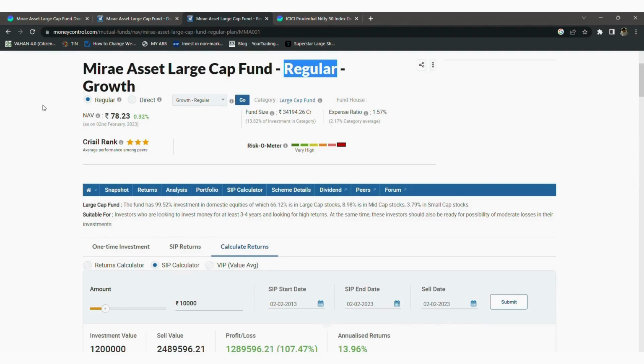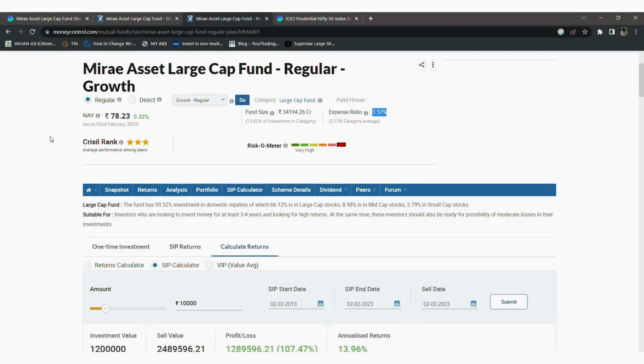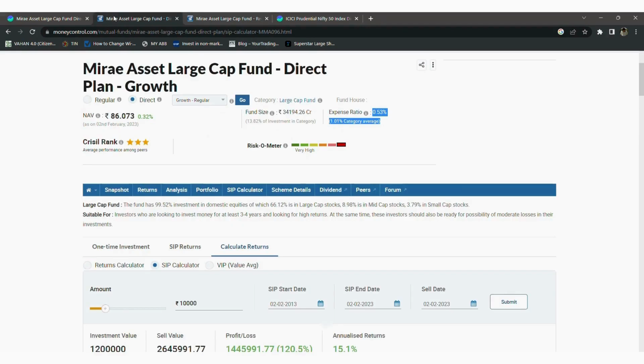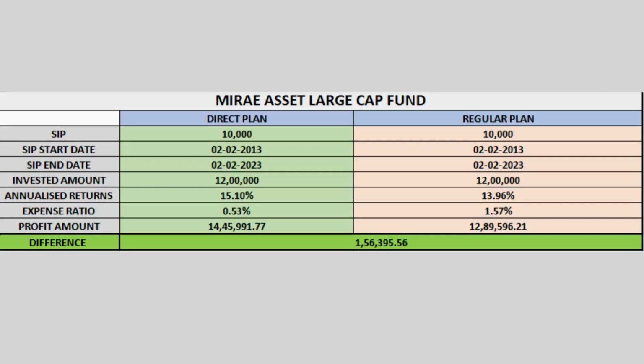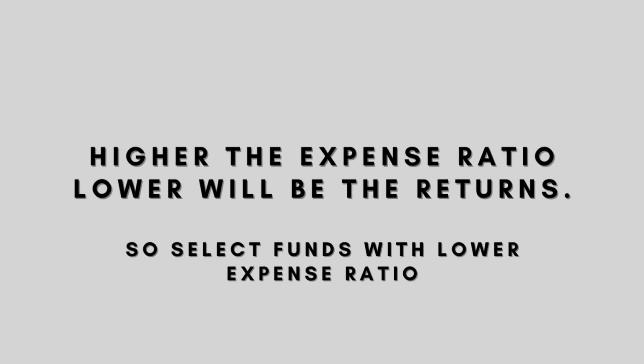The expense ratio for Mirai Asset Direct Mutual Fund is 0.53% and for the regular mutual fund is 1.57%. So in the Money Control, if you check the difference, if a person invests 10,000 rupees per month in a regular fund for 10 years, he gets an annualized return of 13.96%. But if that person had invested in the direct mutual fund, then his returns would have been 15.1% annually for the same fund. Kindly note that the higher the expense ratio, the lower the returns. So always select the funds with a lesser expense ratio.